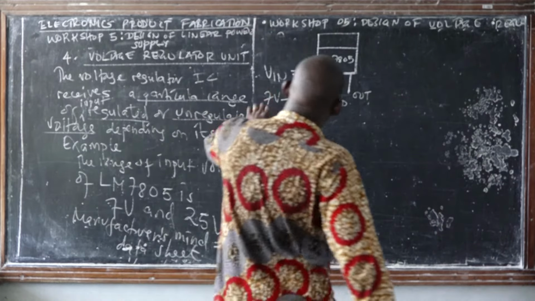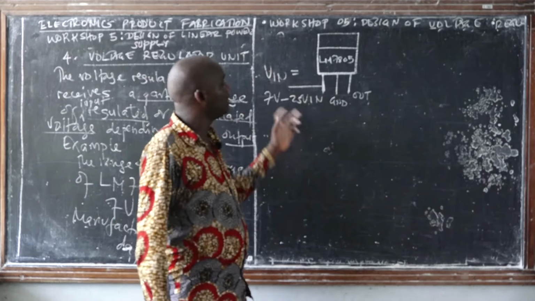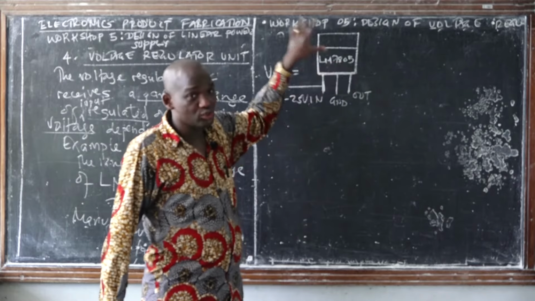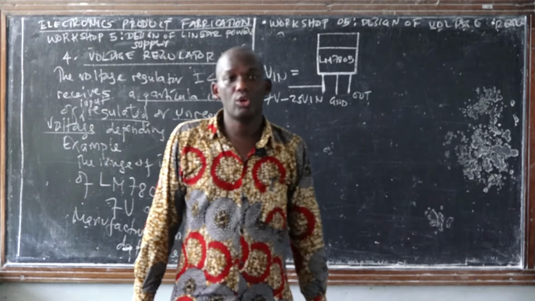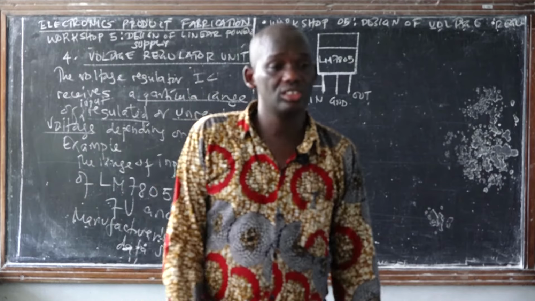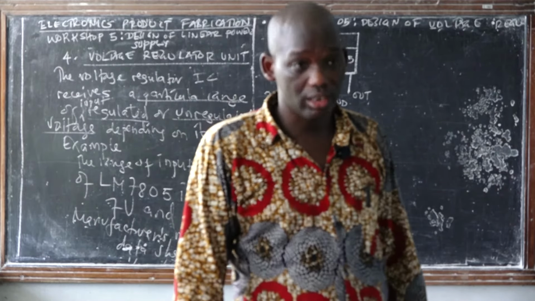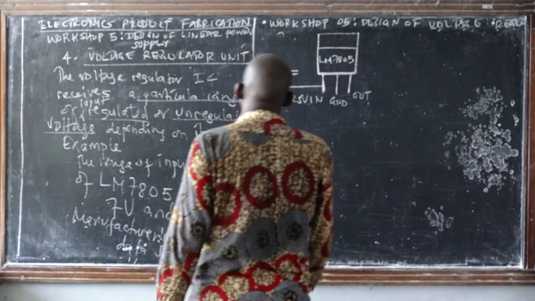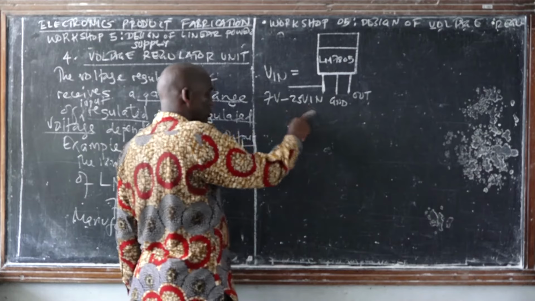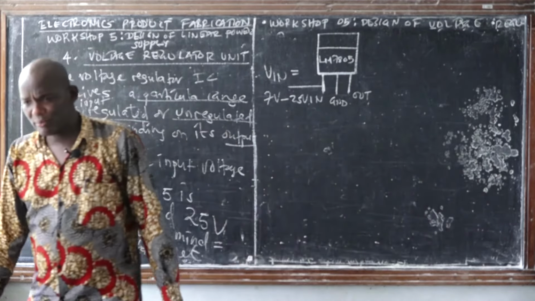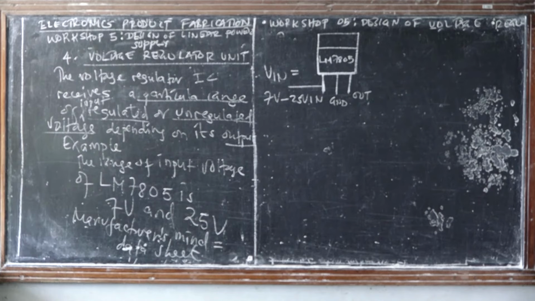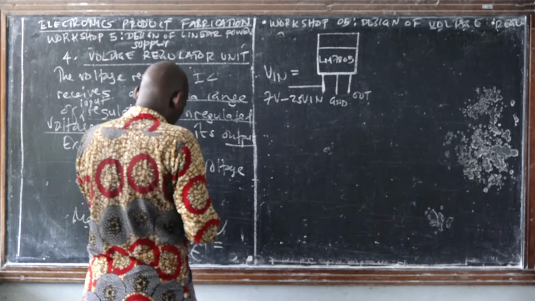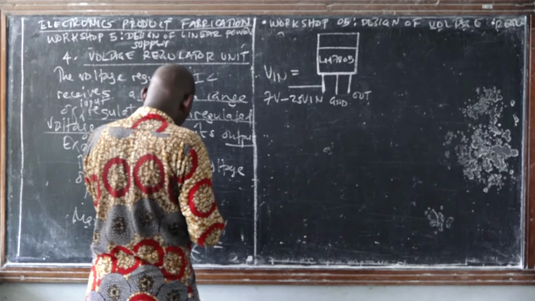If you provide an input voltage of more than 25 volts to the LM7805, you are going to burn or destroy your voltage regulator. Class, are we together? So this is the minimum, and this is the maximum, but we have a typical value. Let me show a table that can help you remember what I've been teaching you.